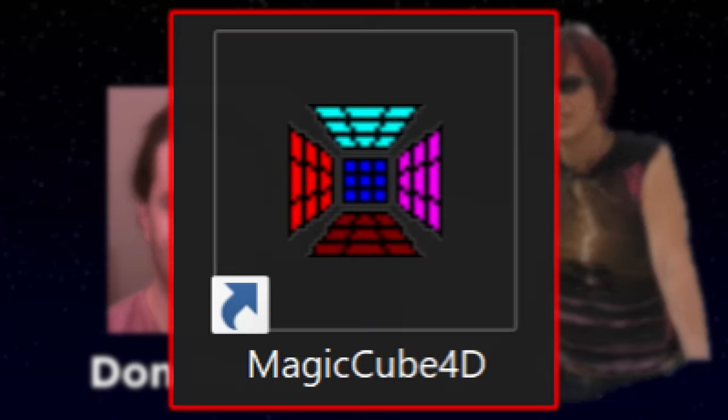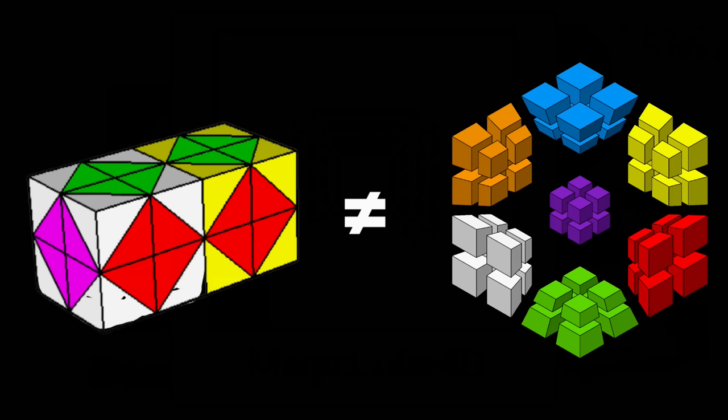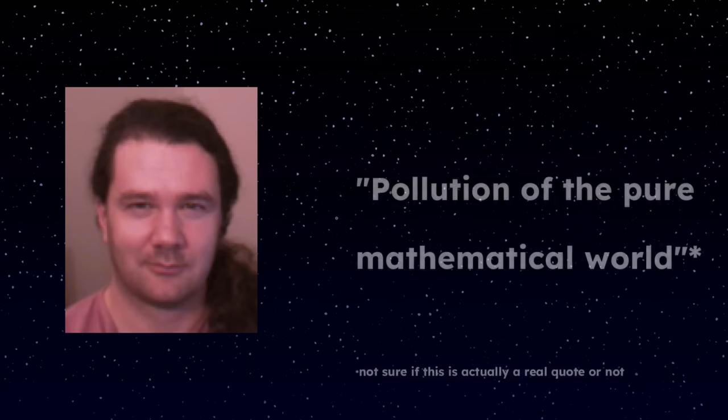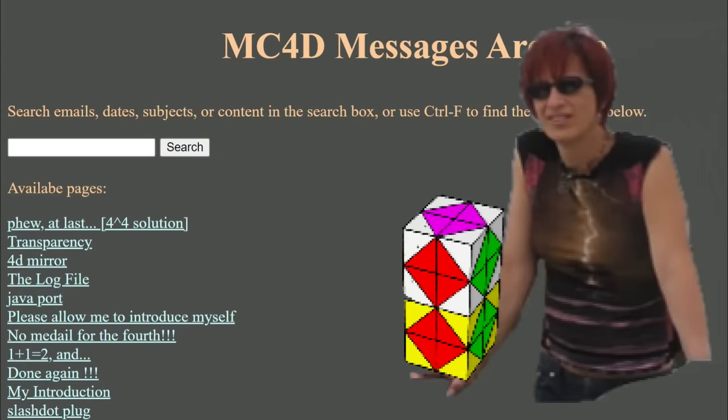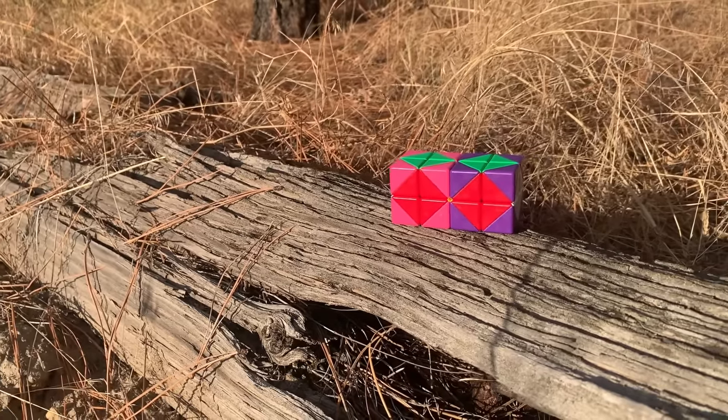Anyways, Melinda then showed her creation to Don Hatch, her friend and one of the other co-founders of Magic Cube 4D. But he said that the puzzle wasn't a true 4D analog of the 2x2, and apparently he called it a pollution of the pure mathematical world? Yikes. Melinda mentioned this on the mailing list, but then everyone said that Don was wrong and that it did work. Controversies aside, it was finally all working.